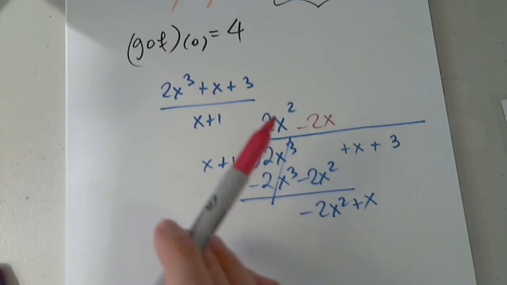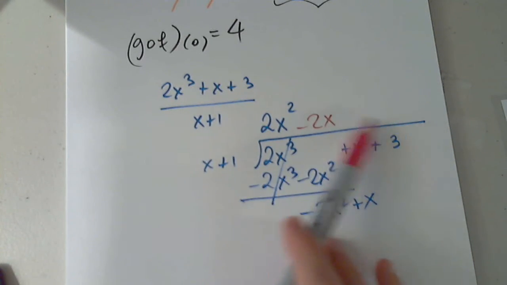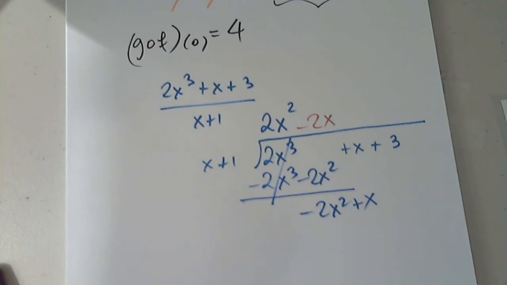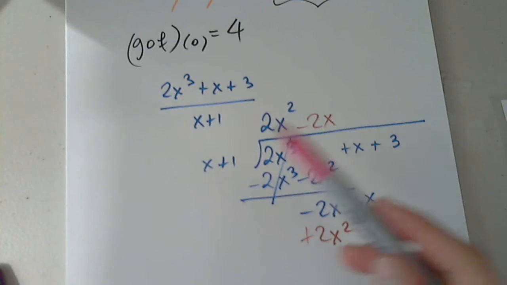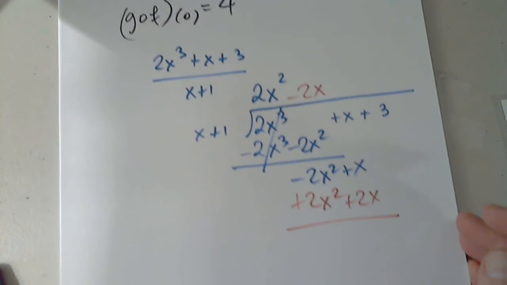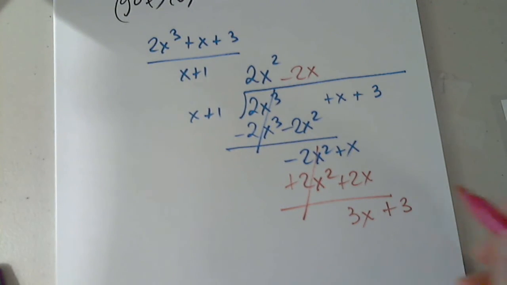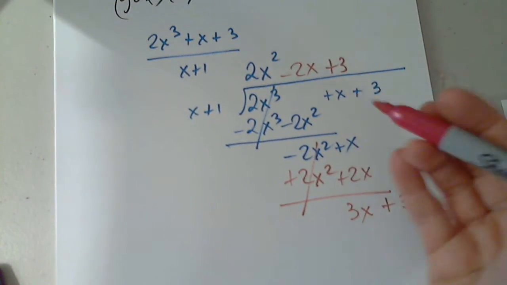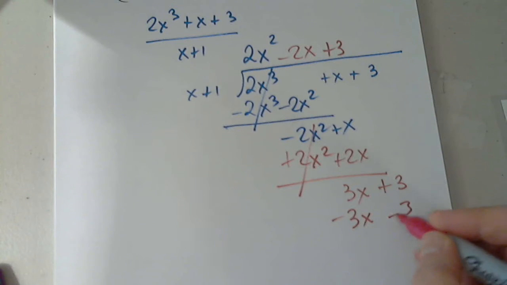Please make sure that the degree here decreases. Otherwise, it will be a terrible mistake. Negative 2x times x is negative 2x squared, but I have to change the sign. Negative 2x times 1 is negative 2x. I have to change the sign. 3x, I bring down the next in line. And I'm happy because this is plus 3. 3 times x is 3x, subtract. 3 times 1 is 3, subtract.